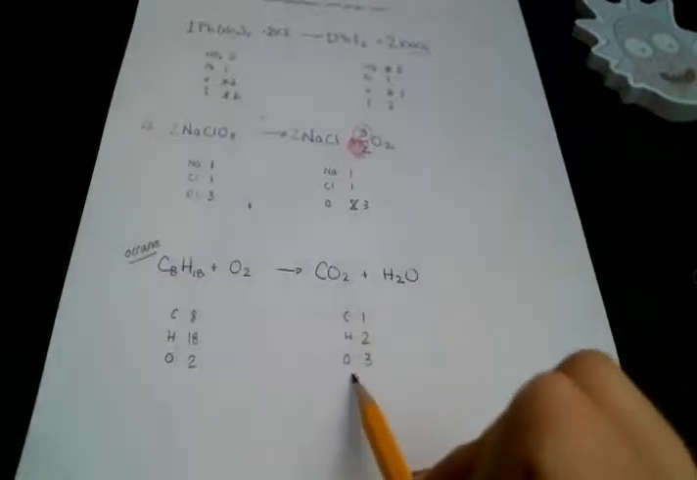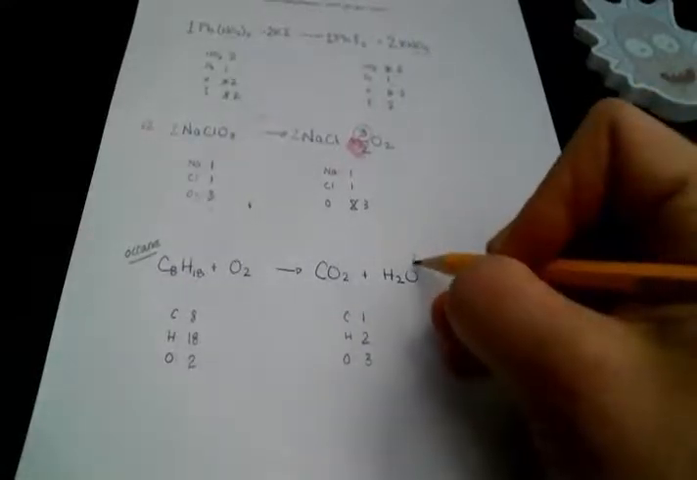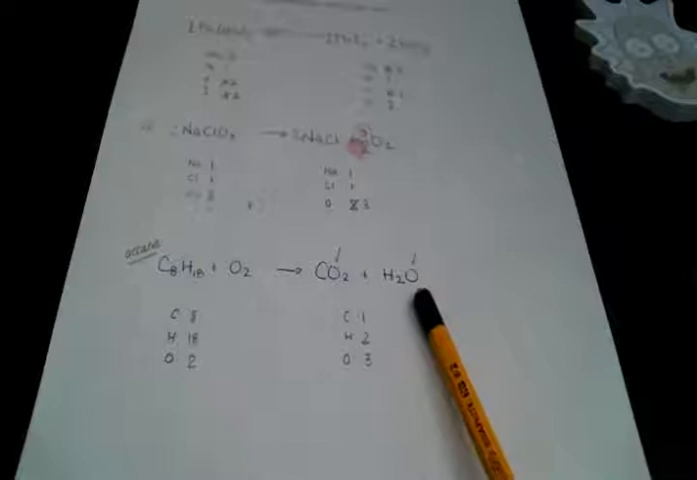Now this is where things get kind of weird because on the right side of the equation, you've got oxygen in 2 places. And if I put a coefficient in front of here, that's going to multiply the oxygens by that number here.